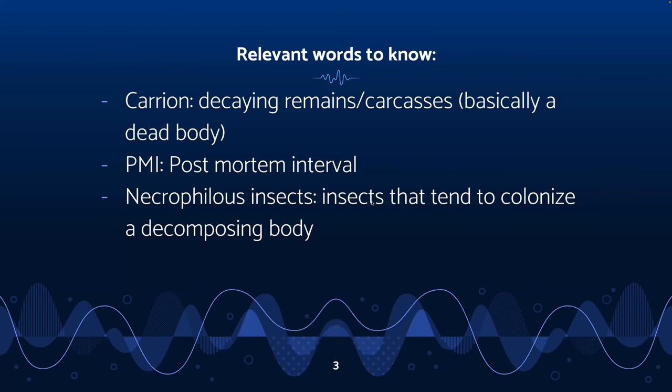All right, so before we actually get started, some things that you guys want to know, a little bit of vocabulary. So carrion is decaying remains, carcasses. It's like a dead body. And then PMI, that's the post-mortem interval. So what that is, basically, is how long a body's been dead, or how much time has passed after something has died. And then the other thing that you probably want to know is necrophilous insects. These are the insects that tend to colonize a decomposing body. So they're the insects that go to a dead body.